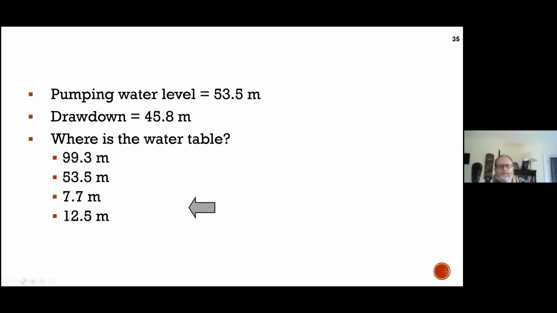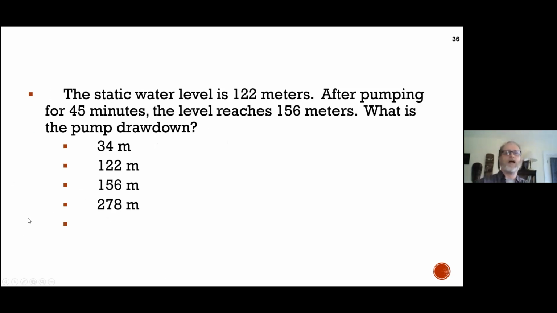Okay, 12. All right, 12.5 meters. Right, we subtract 45 from 53, so that's not correct. 7.7, that's the arrows in the wrong spot. The static level is 122 meters. After the pump runs for 45 minutes, the level reaches 156. What's the drawdown?